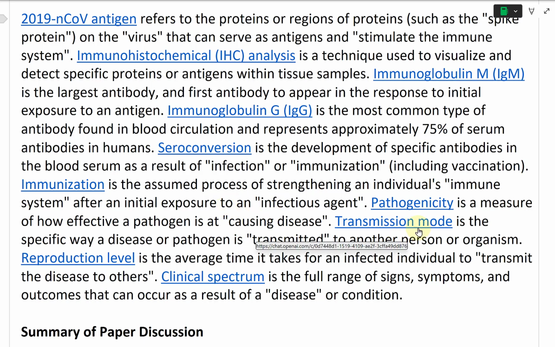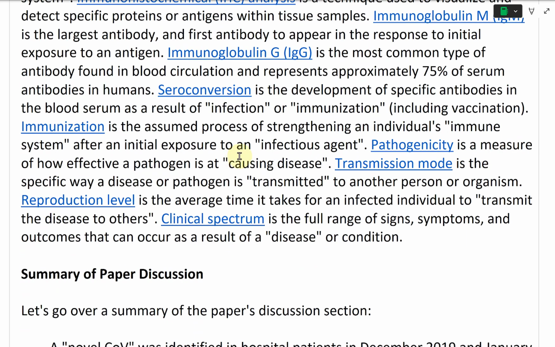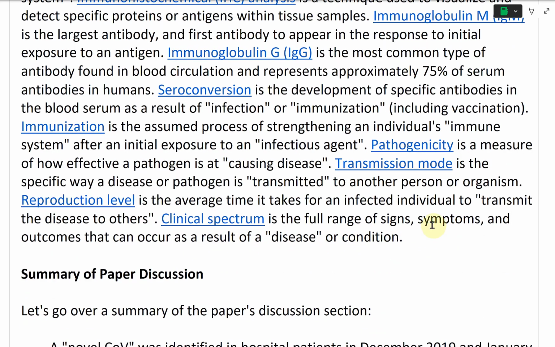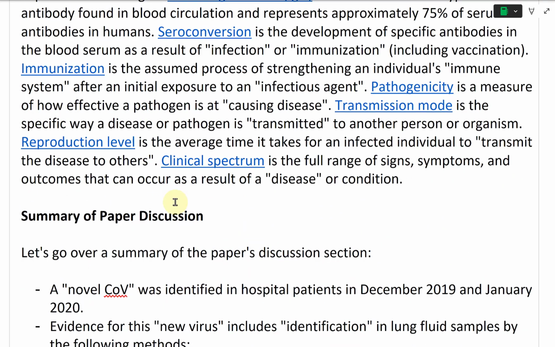Going further, transmission mode right here too, because they want to determine the transmission mode of this supposed virus, is the specific way a disease or pathogen is transmitted to another person or organism. And then reproduction level is the average time it takes for an infected individual to "transmit the disease" to others. And this clinical spectrum is just a full range of signs, symptoms, and outcomes that can occur as a result of a "disease or condition." All right, let's continue further.